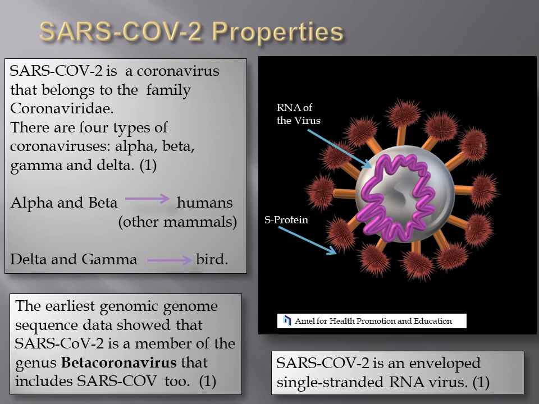The genome data of the SARS-CoV-2 virus, known from the beginning, showed that the virus is a beta coronavirus, like the virus that caused the epidemic of 2003, the SARS-CoV virus. So SARS-CoV and SARS-CoV-2 are both beta coronaviruses.